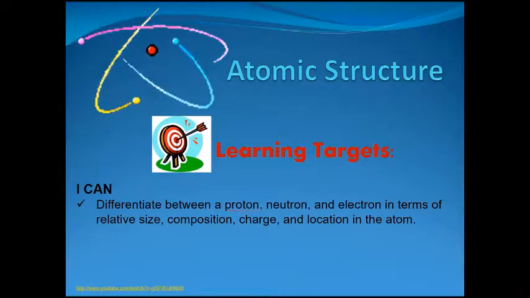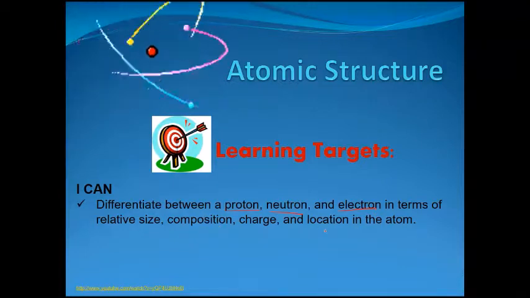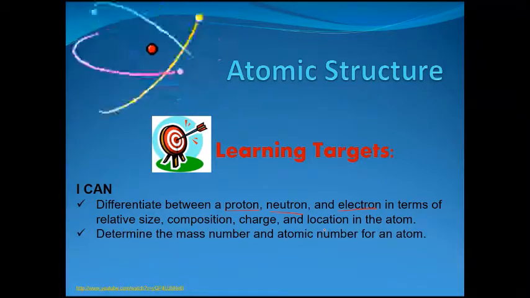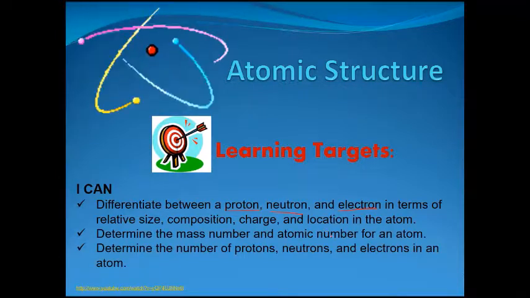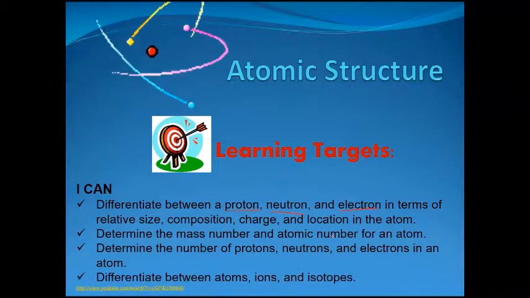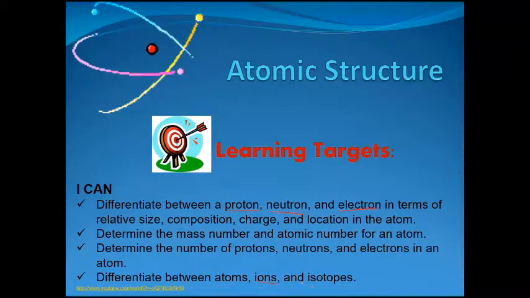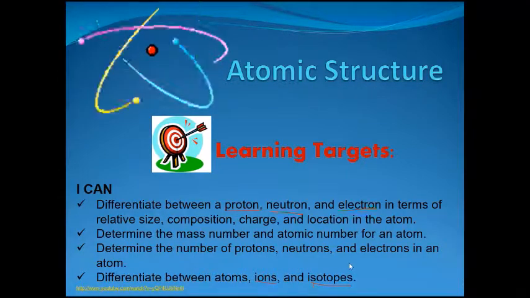Can you differentiate between a proton, neutron, and electron in terms of the size, composition, charge, and location in the atom? Determine the mass number and atomic number. Determine the number of protons and electrons in an atom. And differentiate between atoms, ions, and isotopes. So some new words maybe, or words that you heard in 8th grade that you'll need to review here.